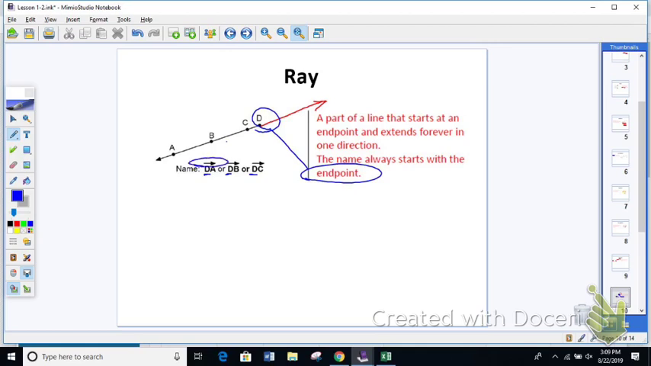If we always start with the endpoint first, the D, then our arrow is always going to go to the right. In the past, I have had some students that want to name it kind of how it looks. So they might want to name this DB and name it that way. We always need to start with the endpoint. So we want the D first, then the other point, which means your arrow's always going to the right.